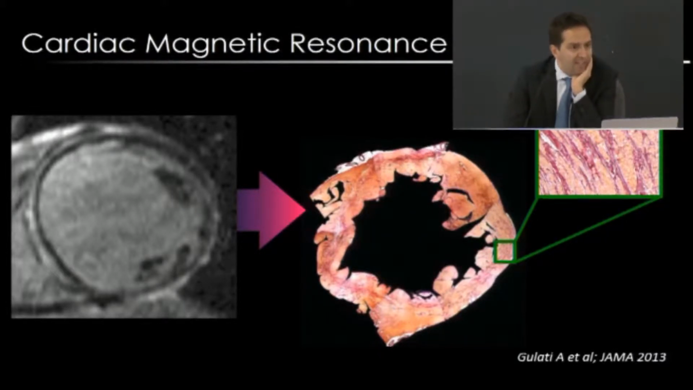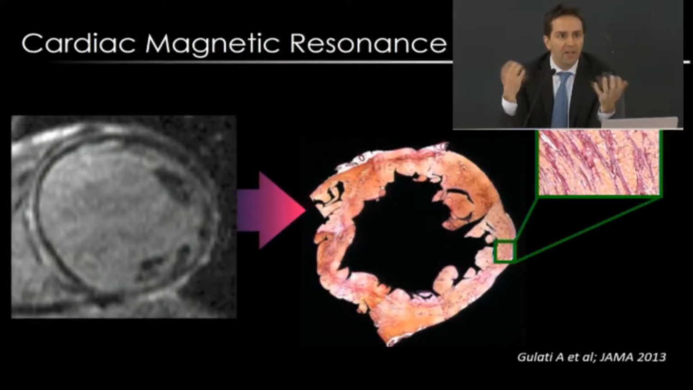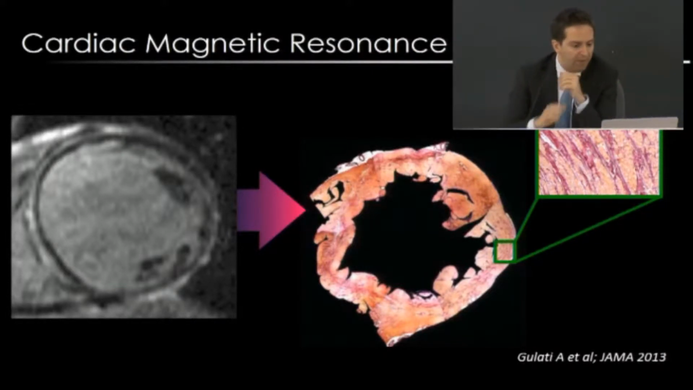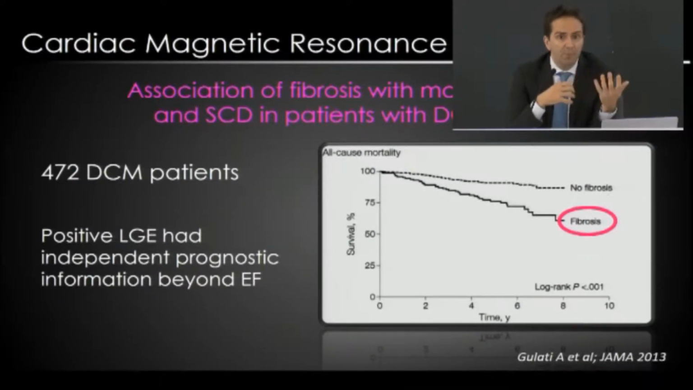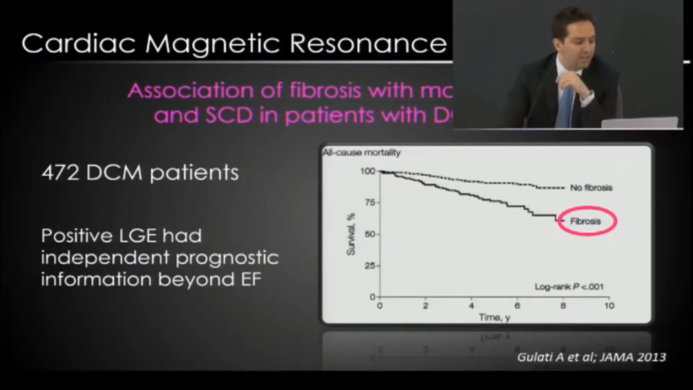And patients with dilated cardiomyopathy may have different patterns of fibrosis that can be patchy or can be diffuse or can be subepicardial or subendocardial, so different areas of fibrosis within the left ventricle. But the important message here is that the presence of fibrosis is a negative prognostic marker in terms of survival of individuals with dilated cardiomyopathy without ischemic heart disease.